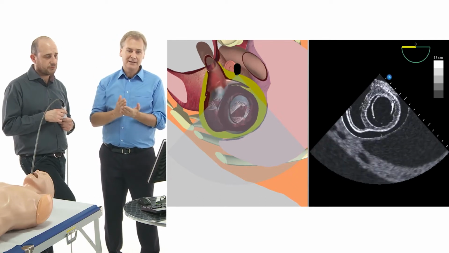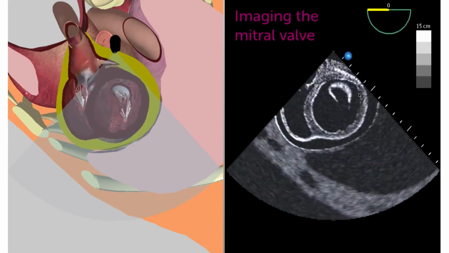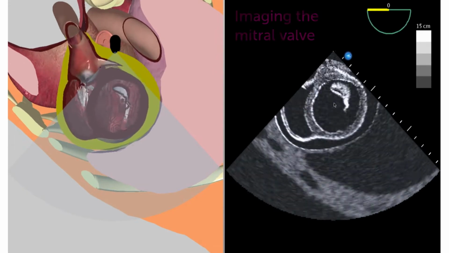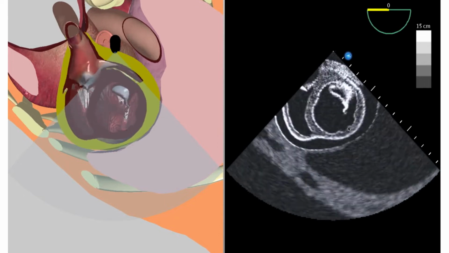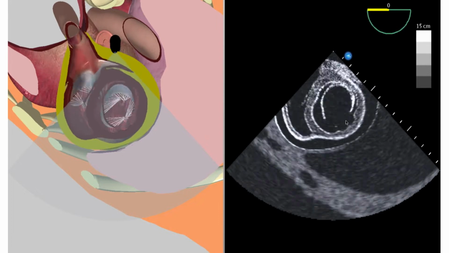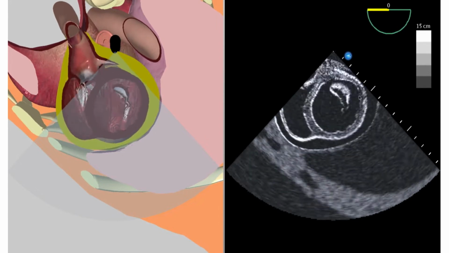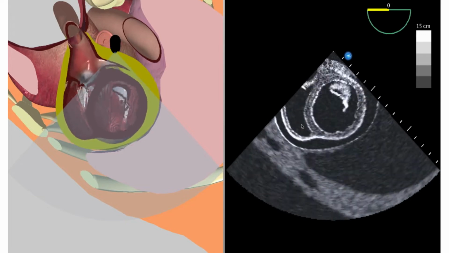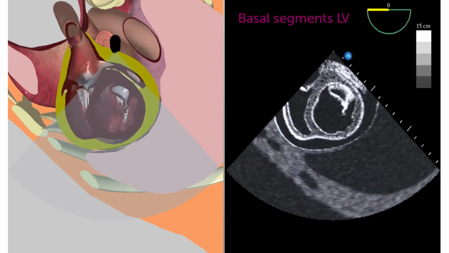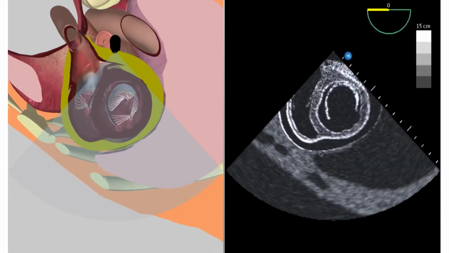We're now right at the base of the heart. We have the mitral valve here, and we're just transecting right through the leaflets, and we have the anterior leaflet here and the posterior leaflet here. This would be the posteromedial commissure, and this would be the anterolateral commissure. So we can even distinguish the different portions of the mitral valve as well, and this must be the basal part of the ventricle. Again, here we see this wall motion abnormality right here in the anterior portions of it.